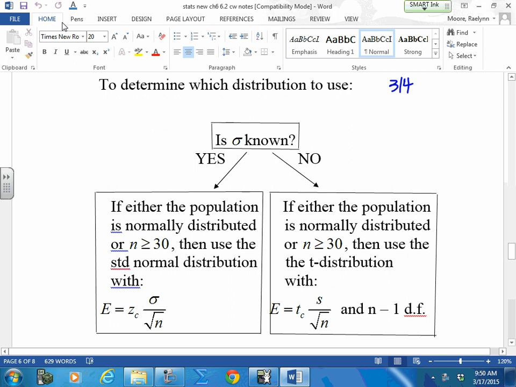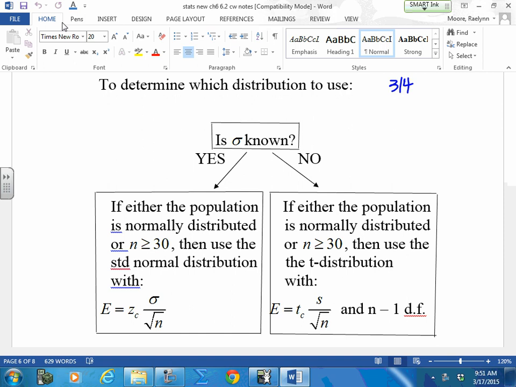Chart, and the flow chart says it's going to help you make a decision which one should you use. We learned two things so far. We learned the z-score, we learned the t-score. Now, the z-score we used when we knew the population standard deviation. A t-score we used when we did not know the population standard deviation.